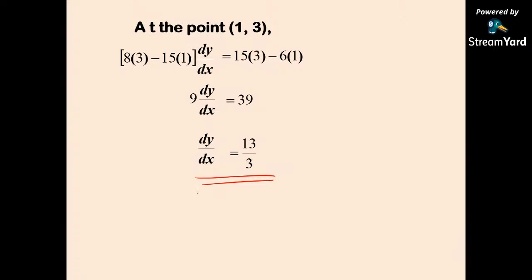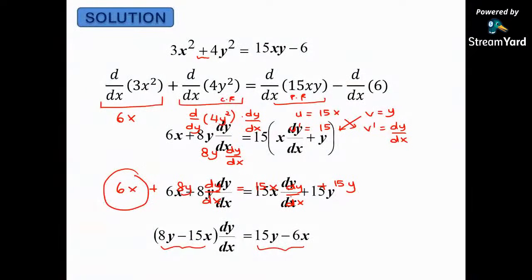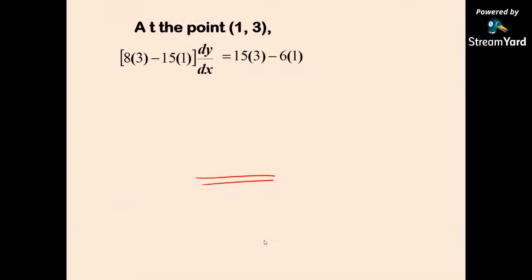Okay, so now we should differentiate this again to get the second derivative. Not this one, but the previous one. This one. So I have to differentiate this again to get the second derivative. So let's go. Okay, so that is the function: 18y minus 15x dy over dx is equal to 15y minus 6x. So now I'm going to differentiate them again with respect to x.